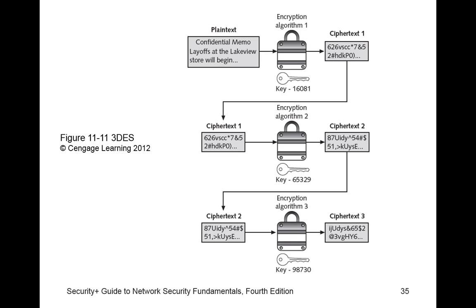So here you go. We have the plain text, it gets converted, it has the ciphertext here, is encrypted again. This key is now for here, and notice the keys change for each one. That's triple DES.